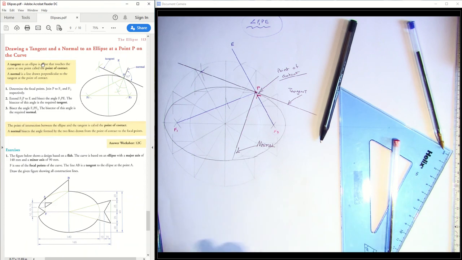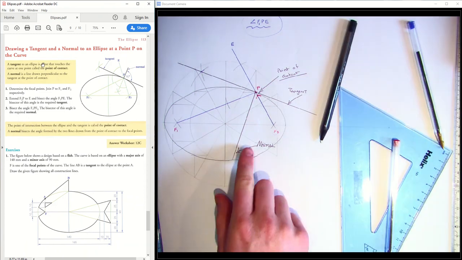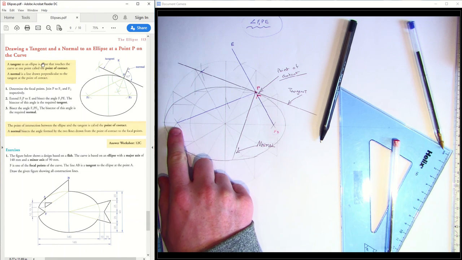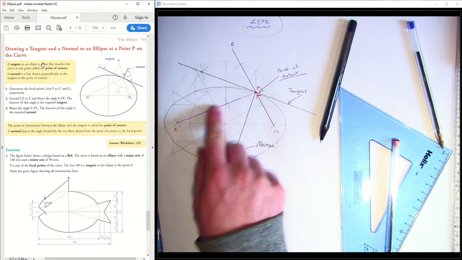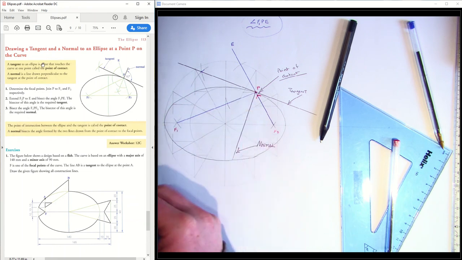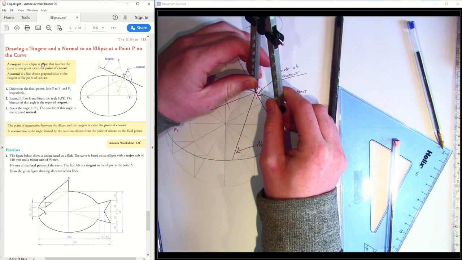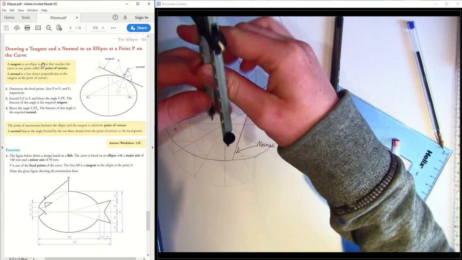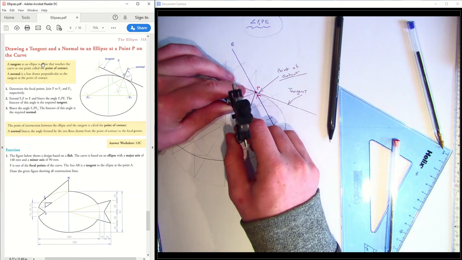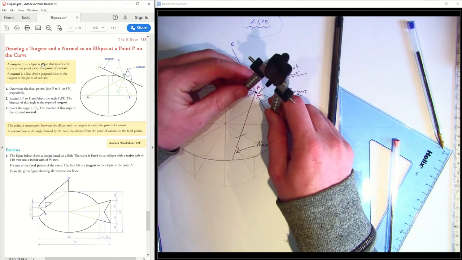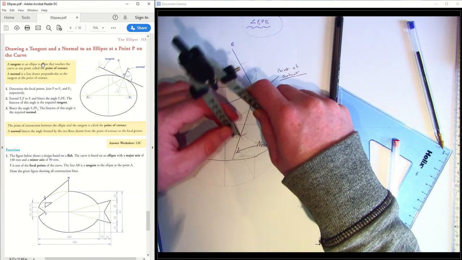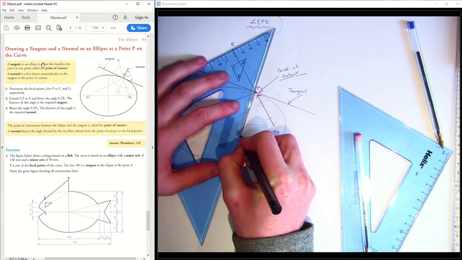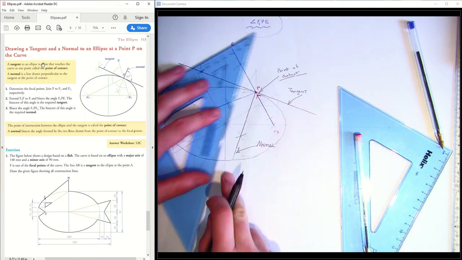Now, also what I could have done to get the normal, if anyone had spotted this, was if I bisected the angle F1 P F2, it also would have gave me the normal. So just to show you. And we see the bisector of that angle also gave me the normal.